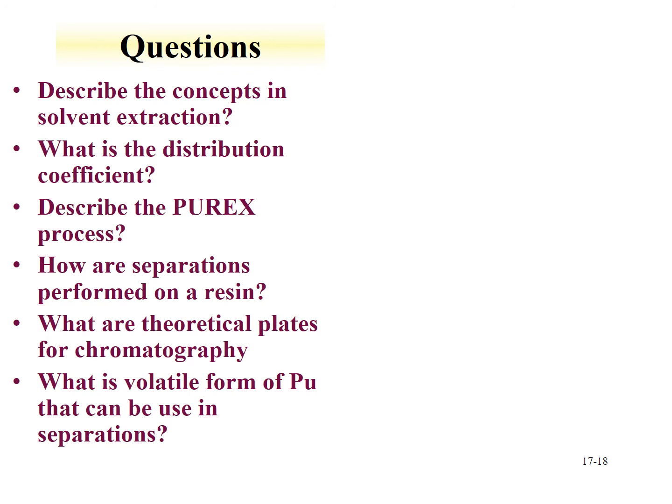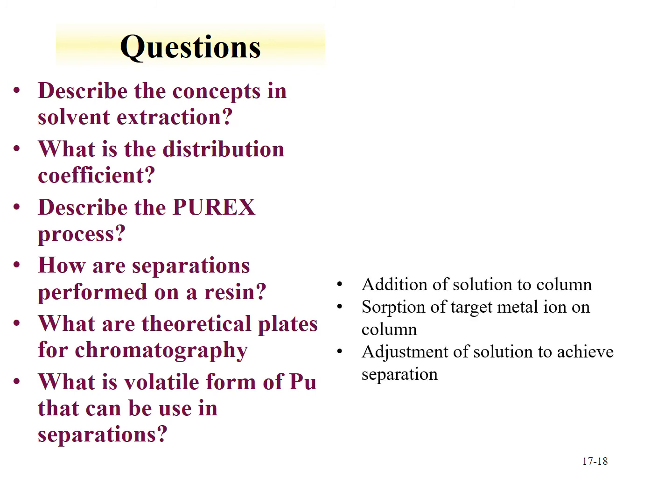And how are separations performed on a resin? For separations being performed on a resin, one would have an addition of a solution to a column. The metal ion of interest would have a large sorption to the column. The solution can continually be passed through. Those metal ions that do not sorb to the column are then separated. They go out with the solution phase. And then you can adjust your solution phase to remove the metal ion from the column.